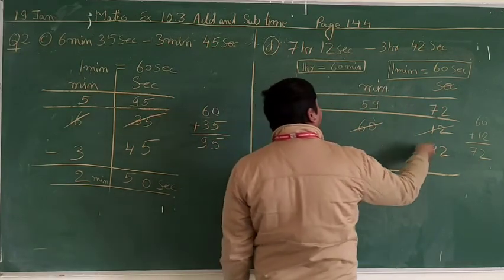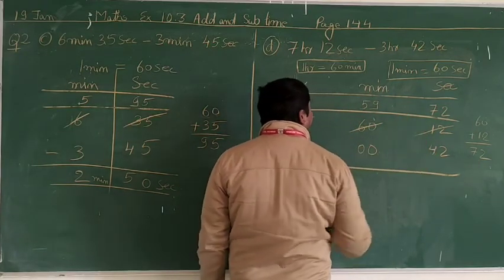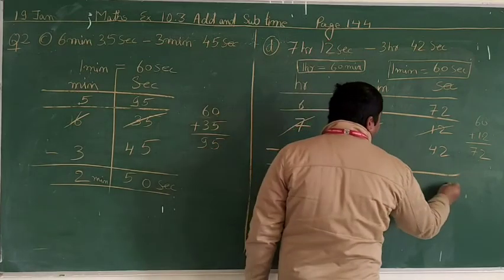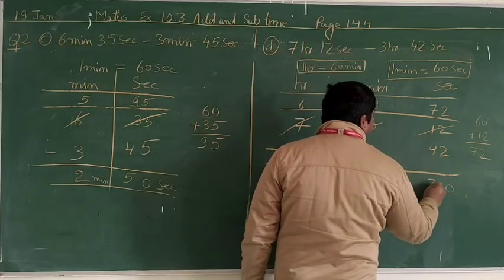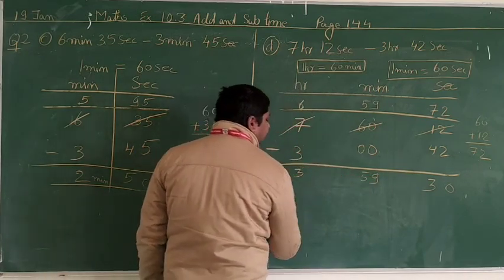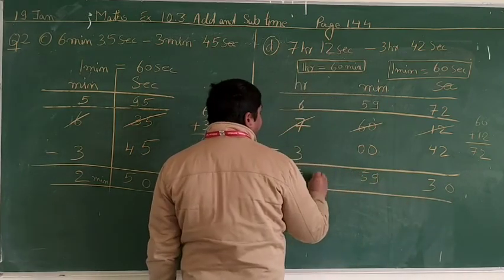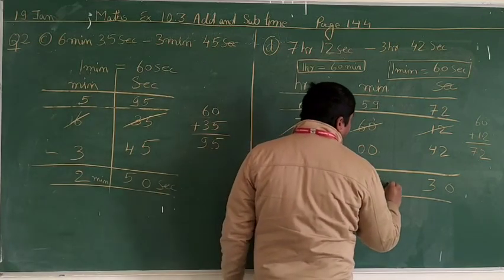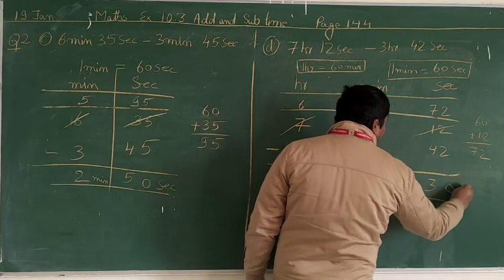Now you can subtract 42 from 72 and this will be 30. So 2 minus 2 is 0. 7 minus 4 is 3. 59 and here we will have 3. So here we have 3 hours, 59 minutes and 30 seconds.